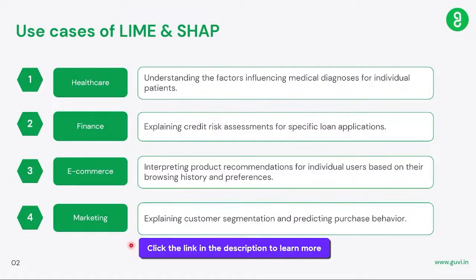The last is marketing. Let's take an example of customer segmentation. The use case here goes like this. The marketing team leverages ML models to segment customers based on their purchasing behavior. So Lime is applied to explain why certain customers are grouped together in specific segments. This helps marketers understand the characteristics driving segmentation decisions and tailor marketing strategies accordingly.